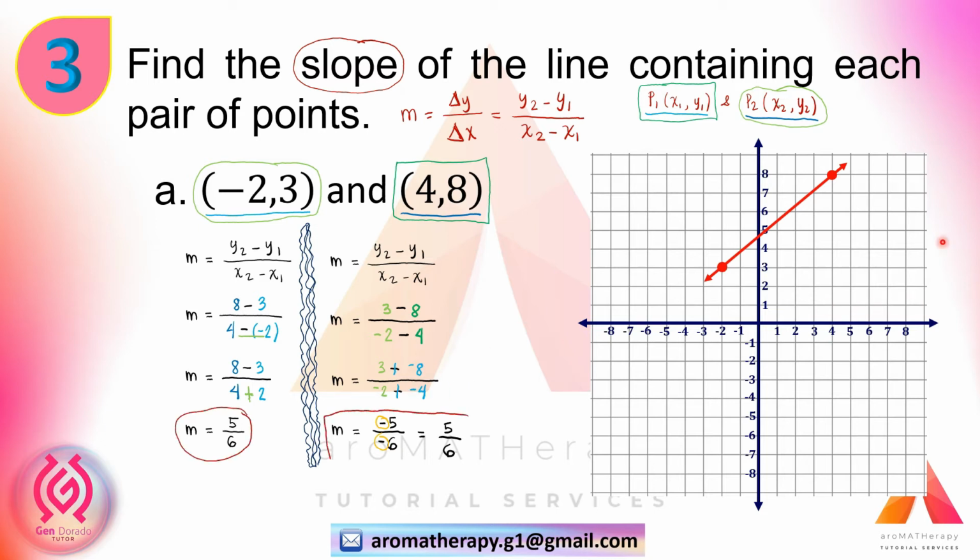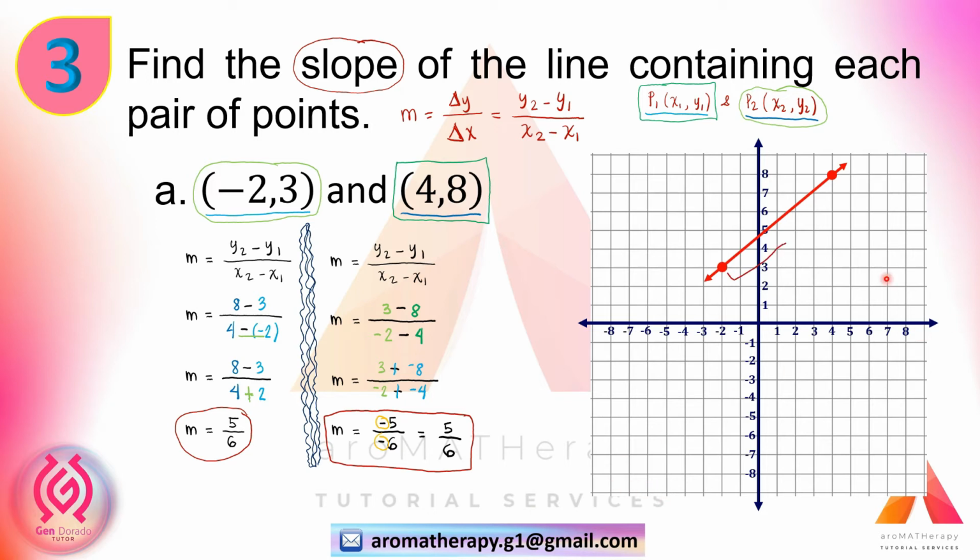Ayan, they have the same slope. Positive sila. Okay, now, take a look at the graph. What do you notice? A line rises from left to right. Nagsaka siya from left to right. So if this is the graph, we can say that the given line has a positive slope.